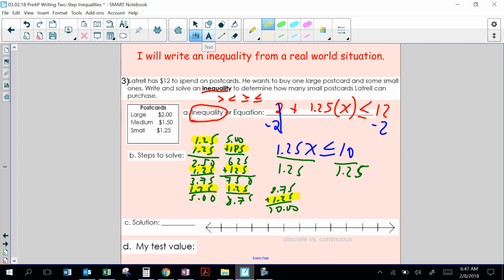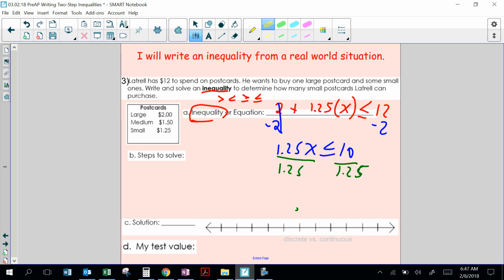So I'm going to erase that. But at least I have a standard of what it should be. It should be 8. Again, if you forgot how to multiply by a decimal, it's been a while.